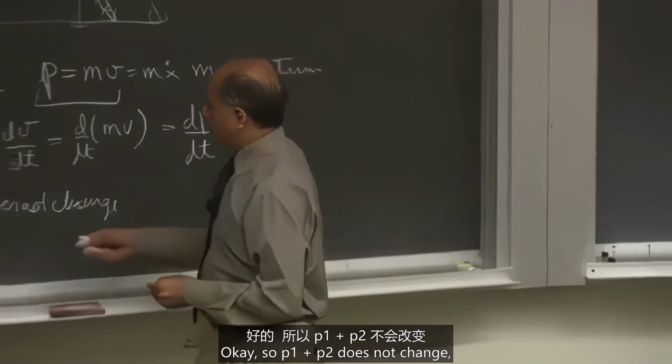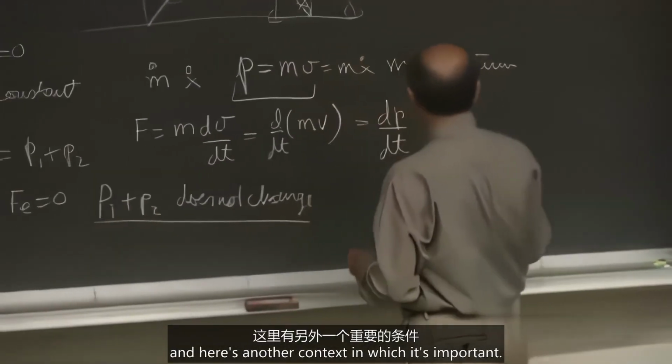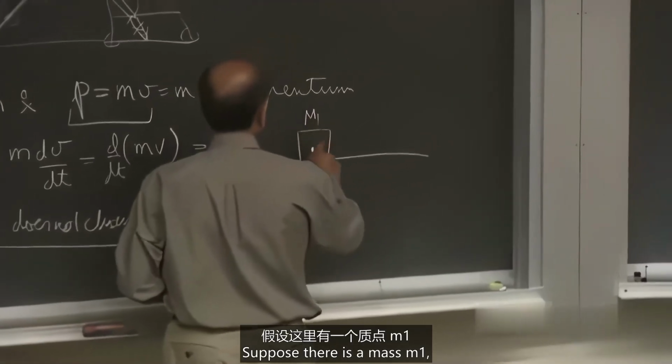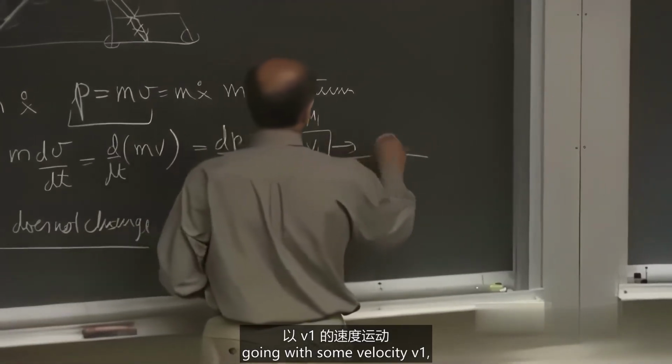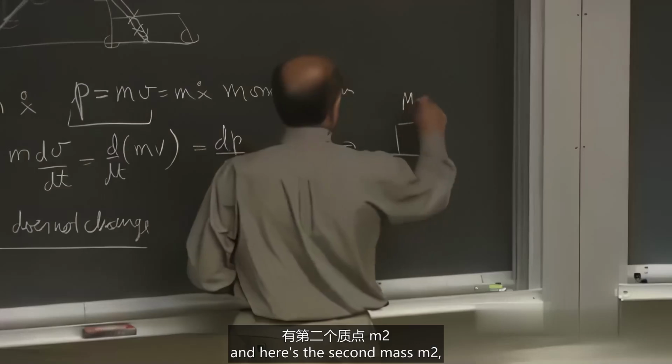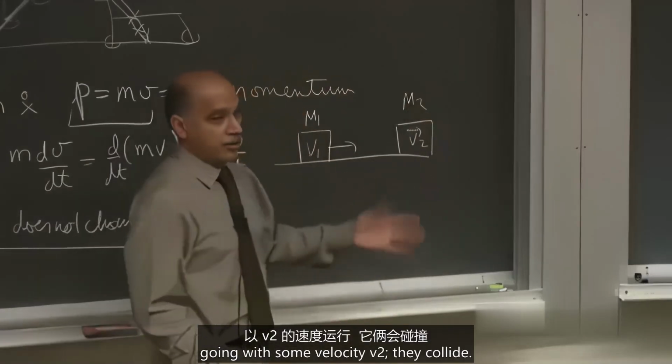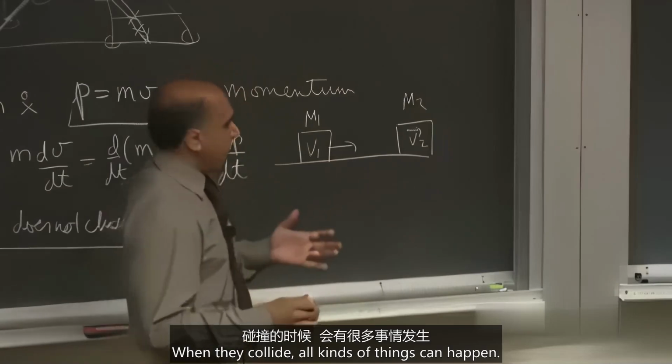Okay, so P1 plus P2 does not change. And here's another context in which it's important. Suppose there is a mass m1 going with some velocity v1, and here's a second mass m2 going with some velocity v2. They collide. When they collide, all kinds of things can happen.